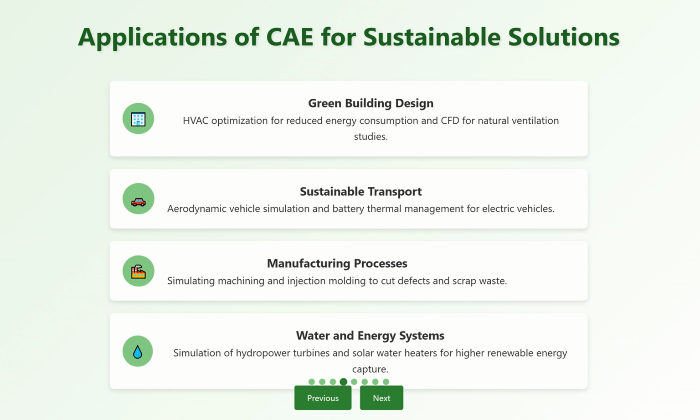Number two, we can apply these sustainable solutions through computer-aided engineering in sustainable transport. In the sense that we can produce aerodynamic vehicles, we can produce aerodynamic airplanes, which are using battery systems to ensure that they don't emit carbon emissions into the environment. At the same time, they are efficient in the sense that we are conserving energy across all these transport. So this is what we call sustainable transport.